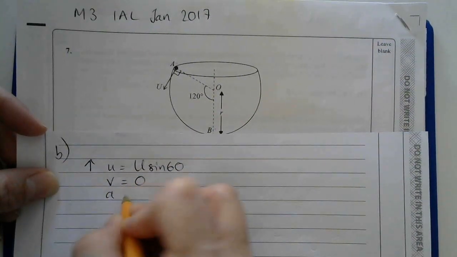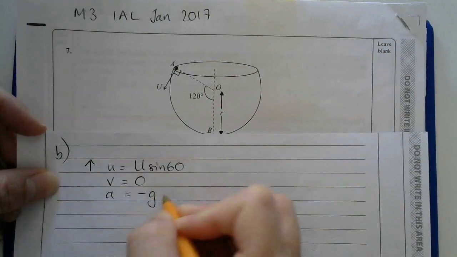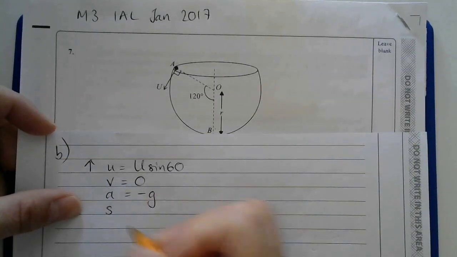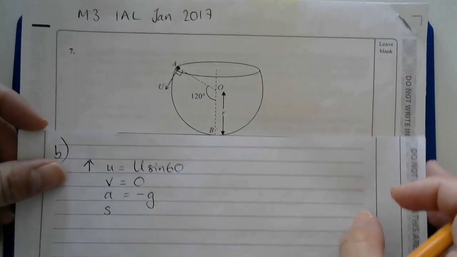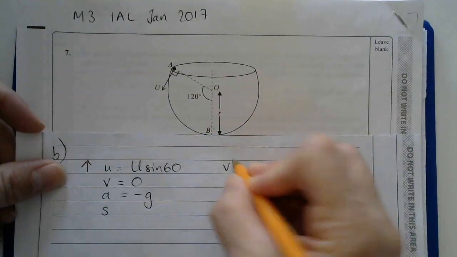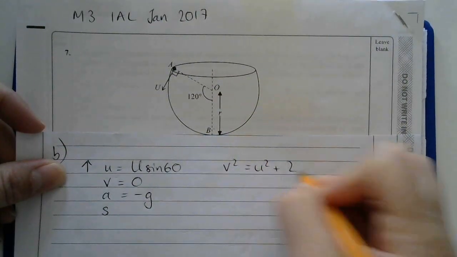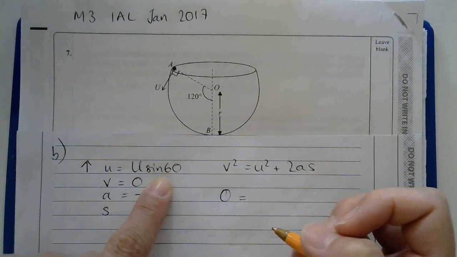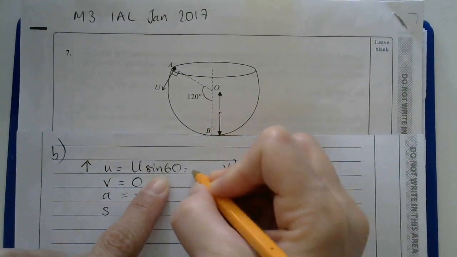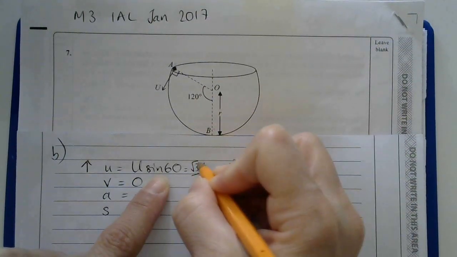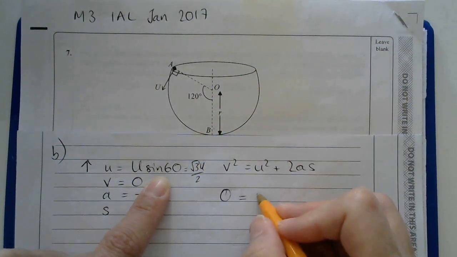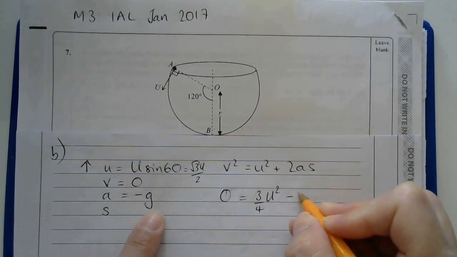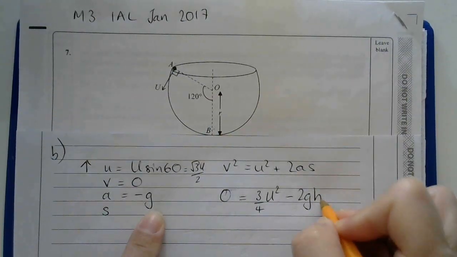I know that vertically the acceleration is negative g, as I'm taking upwards to be positive and down to be negative. And now I'm looking for the greatest height. So I can use the equation v squared equals u squared plus 2as. And so I get 0 equals, now sine of 60 is root 3 over 2, and so squaring that, I would get 3 over 4 u squared. And here I get minus 2g, and let's call the height h.